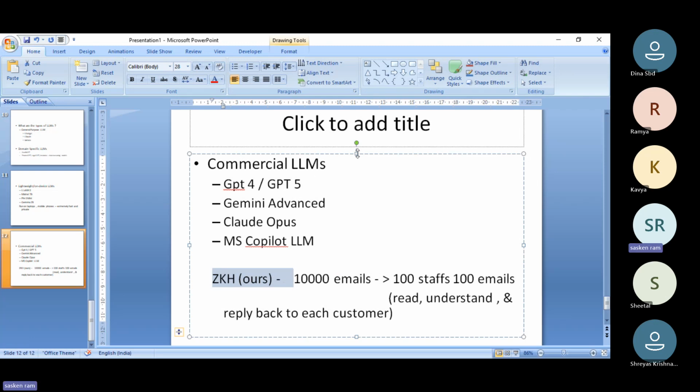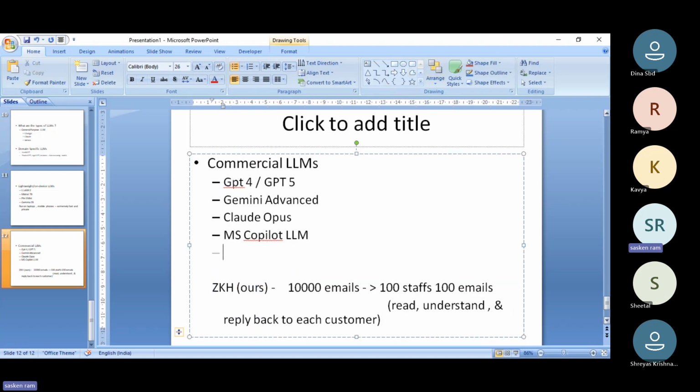Are you able to understand, guys? So that is the advantage of the Microsoft Copilot LLM. Another one is Azure OpenAI. In our company they are using Azure OpenAI. But it's costly, but for data privacy concerns, right?